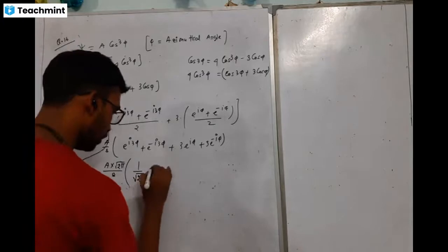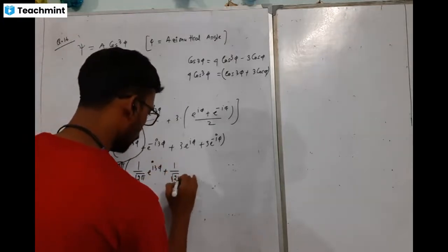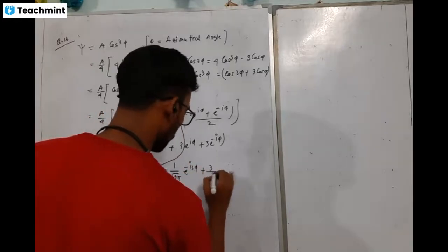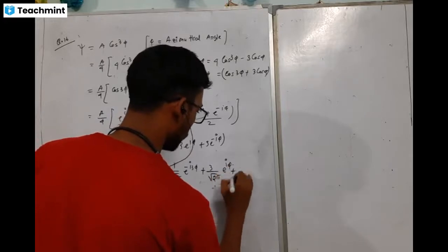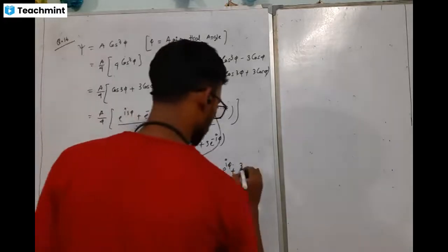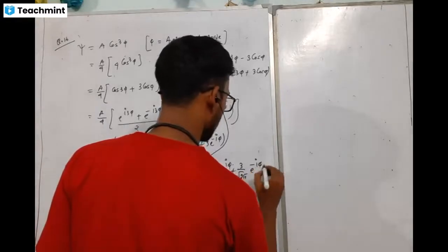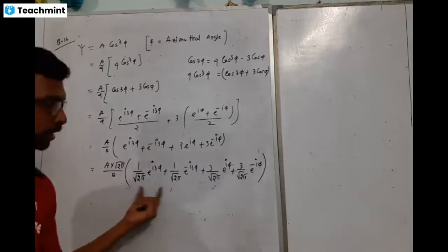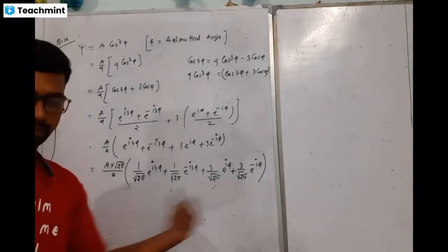2π e^{i3π} + 1/(2π) e^{i3π}, 3/(√2π) e^{i5} + 3/(√2π) e^{-i5}. So these are the expressions. This is φ3, this is φ-3, this is φ1, this is φ-1.